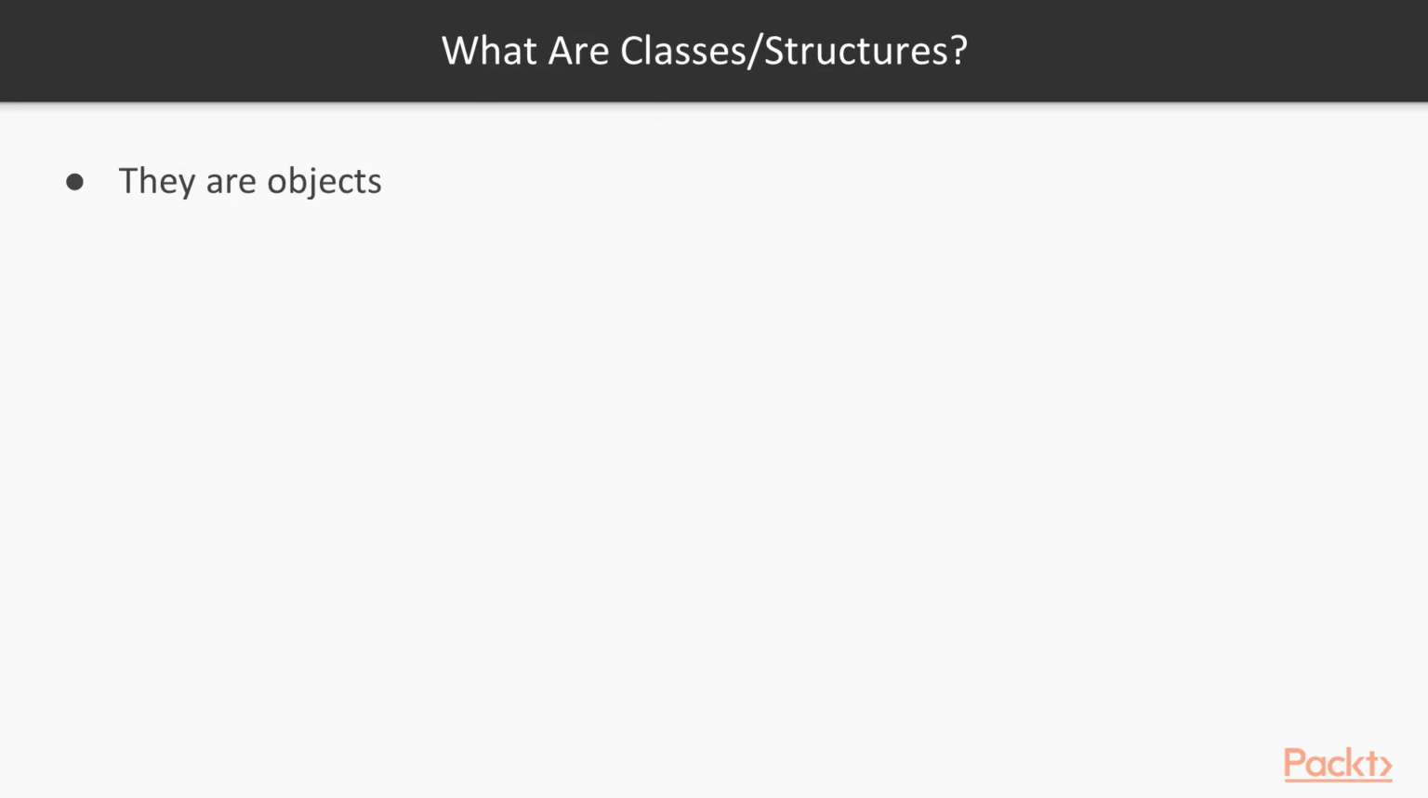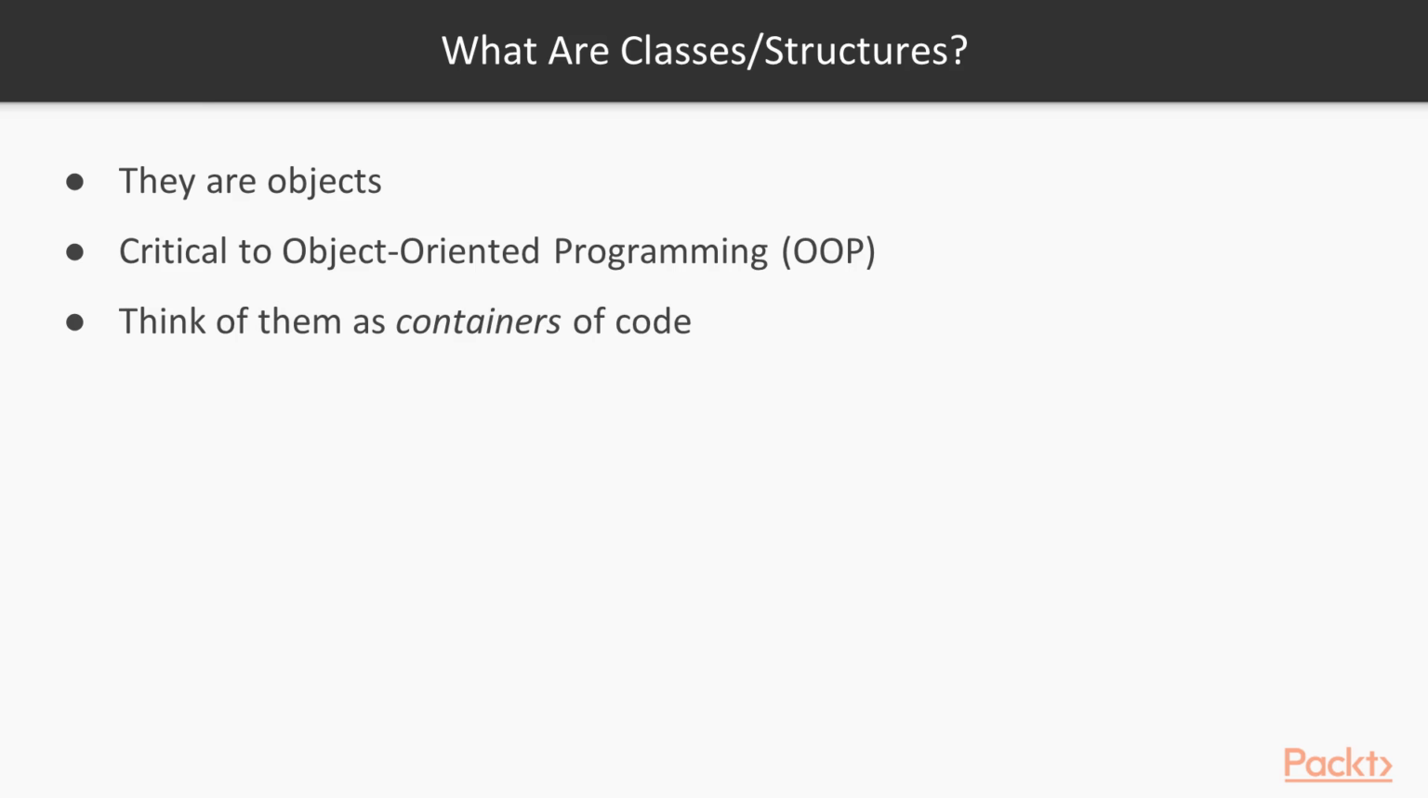At a basic level, classes and structures are objects. C++ is an object-oriented programming language, or at least it can be if you use classes and structures. And the whole idea of this is that classes and structures can serve as containers of code. Now, what this means is that you can keep code that is related to a certain type or object, in this case, in one place, and then reuse that object in multiple locations.